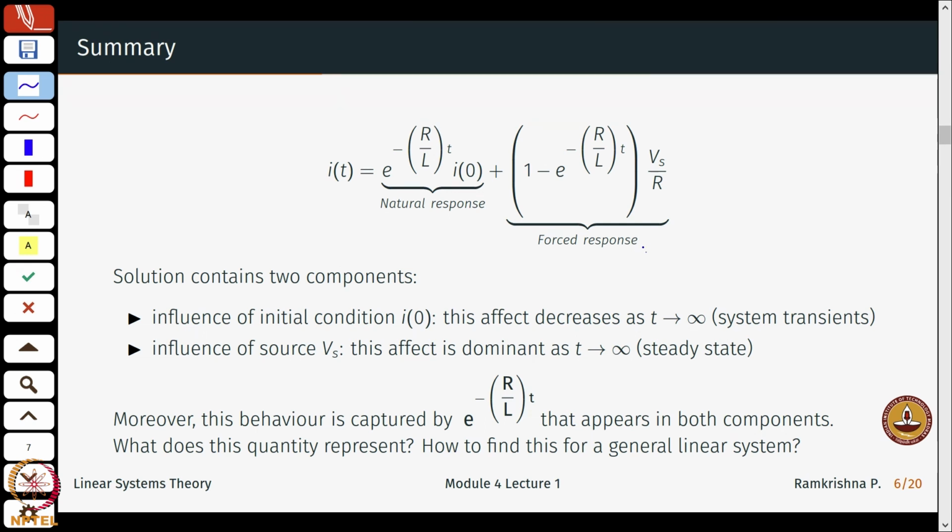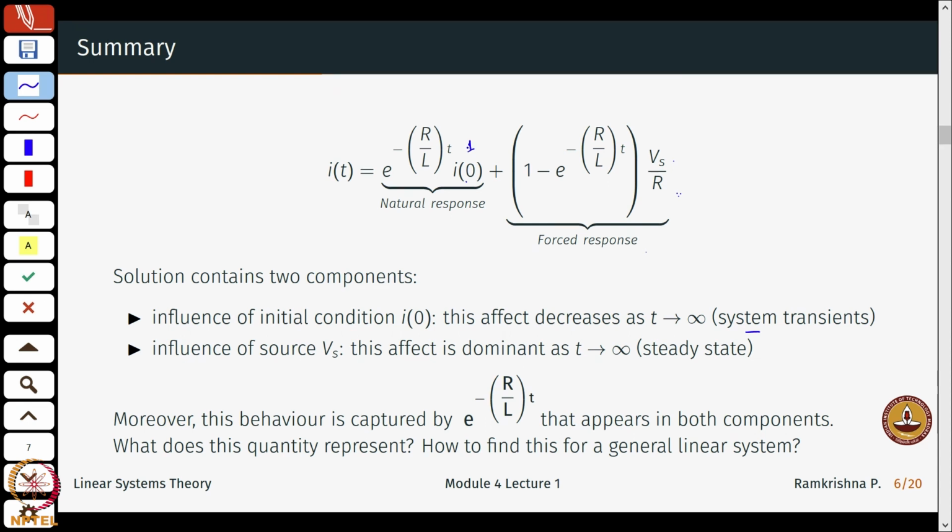So, the natural response takes care of the system transients and also the influence of the initial condition. If the initial condition is 0 as we assume, this term will just go away. So, everything will just be based on this. So, the two components are the natural response, and then the effect of the external input, the voltage in this case. And say I of 0 is not 0, say it is equal to 1.